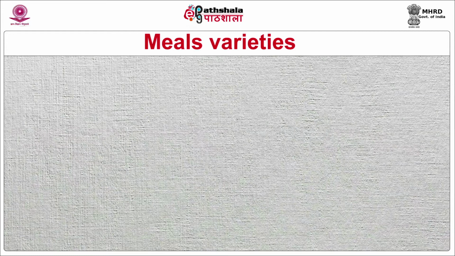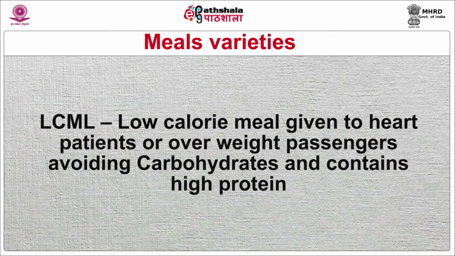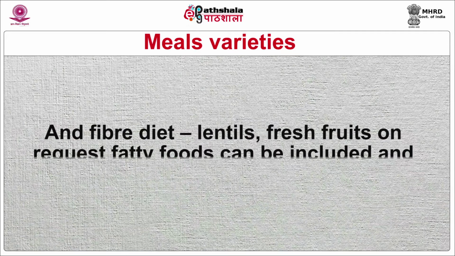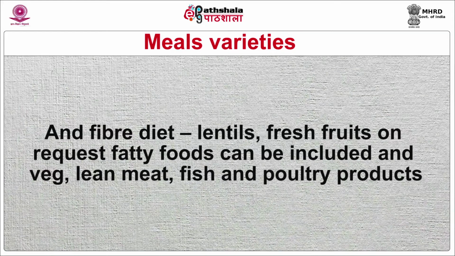The next category is LCML, low calorie meal, given to heart patients or overweight passengers, avoiding carbohydrates and containing a high protein and fiber diet. Lentils and fresh fruits are included; on request, fatty foods can be included, along with veg, lean meat, fish and poultry products.